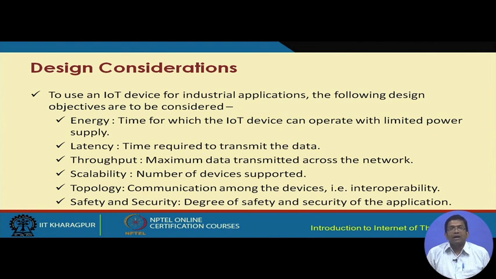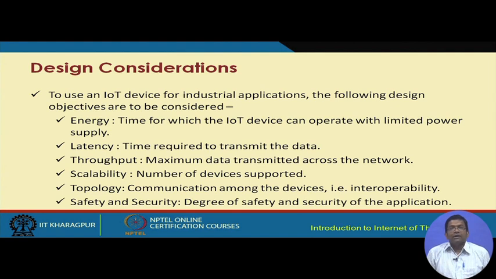Latency has to be minimized to the extent possible. Throughput is quite understandable. We need maximum data to be transmitted across the IIoT network. Scalability likewise is very understandable. We are talking about not just one or two machines, but a large number of machines in the IIoT sphere.